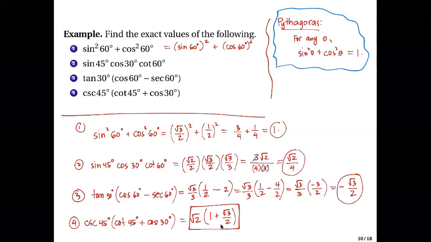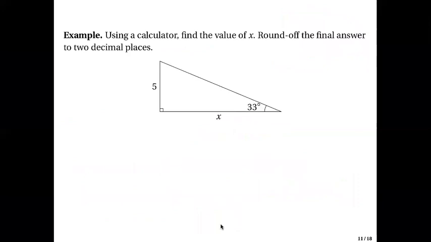Okay. Next example here. Now, using a calculator, find the value of x. So this is our x. Round off the final answer to 2 decimal places. So in here, we are given one angle, the value of the opposite side of the given angle, and then we are asked to find the length of the adjacent side. Okay?